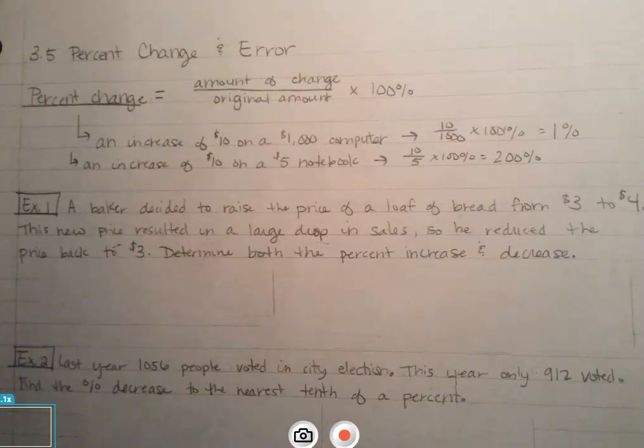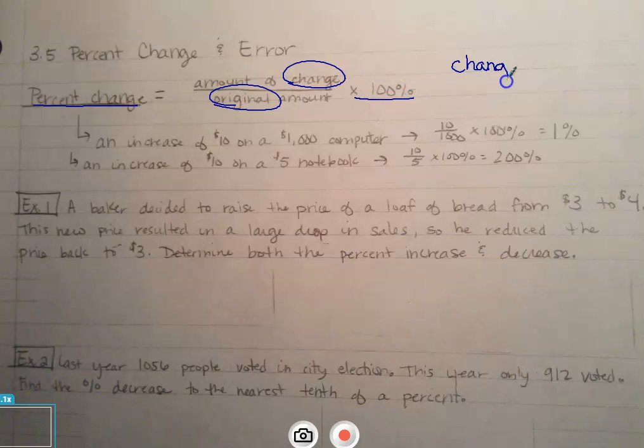Today in algebra we have section 3.5 and we're doing percent change and error. First up, percent change. We have a formula for percent change. It's always going to be our amount of change over the original, and then times 100. You're going to see me write it times 100% because it's a percent change. If you get the decimal and you write it by 100, that's okay, or write it as a percent, that's perfect. So let's look at some examples.